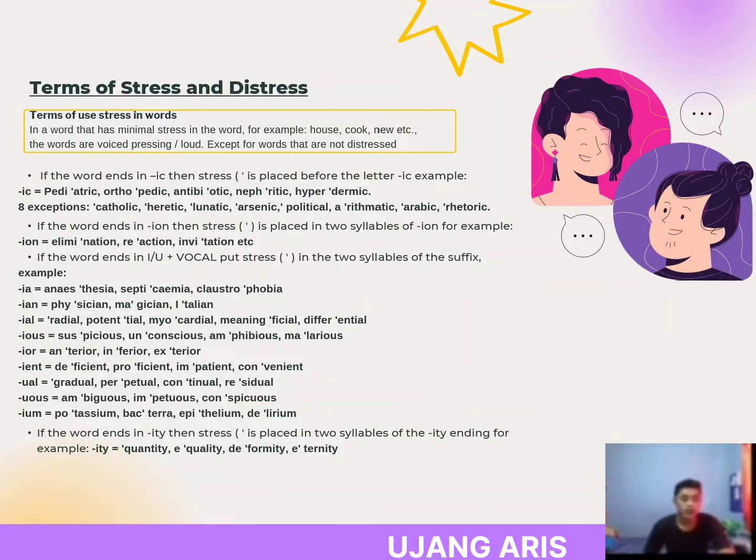Exceptions: Catholic, heretic, lunatic, linguistic, arsenic, political, arithmetic, Arabic, rhetoric. If the word ends in -ion, stress is placed on the syllable before -ion, for example: nation, reaction, invitation. If the word ends in -ia or -io vowel, stress is placed on the syllable before the suffix.